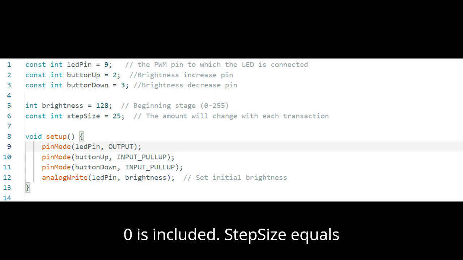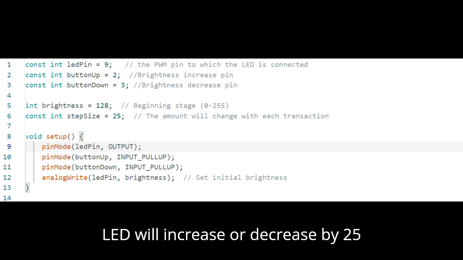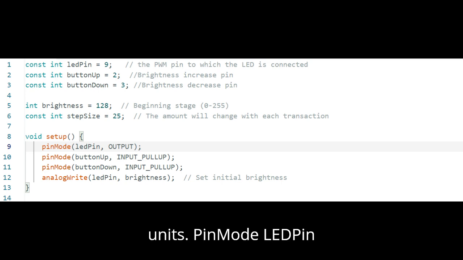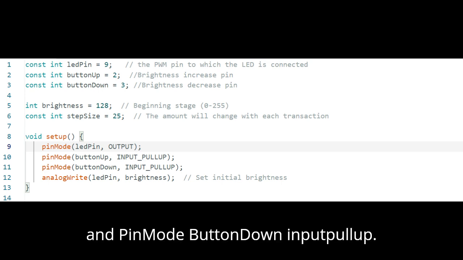Step size equals 25 with each touch. The brightness of the LED will increase or decrease by 25 units. pinMode, LED pin, OUTPUT. The LED is set as output. pinMode, button up, INPUT_PULLUP. And pinMode, button down, INPUT_PULLUP.